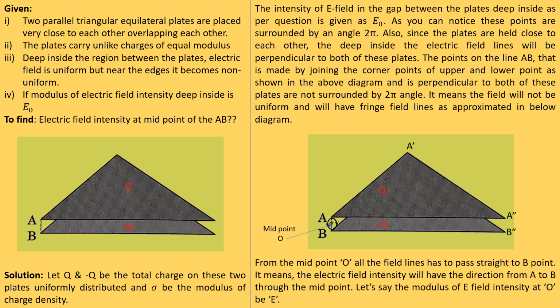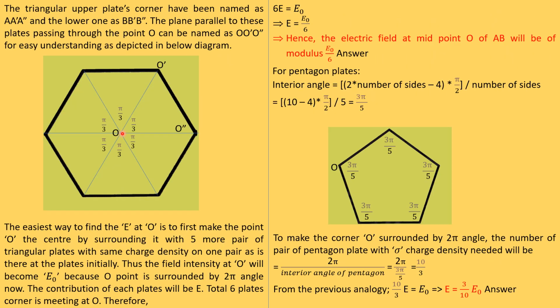So you see, O was the midpoint corresponding to A dash or B dash. The midpoint of A dash B dash as O dash. Midpoint of C and C dash is O double dash. So this was the status. We have added 5 pairs of plates, 1, 2, 3, 4, 5 pairs of plates, to encircle this point O, or make it deep inside by 2 pi angle. So once it is deep inside, its electric field intensity will be E naught, that we know.